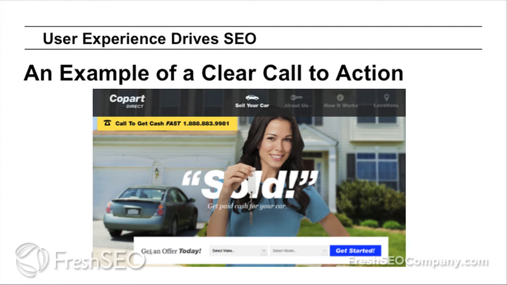And then get an offer today at the bottom one. So they have 2 calls to action here. One is picking up the phone, and one is going through a process to fill a form to get an offer for your car. So I think it's a great example of how to use contrasting colors, how to keep your call to action simple and clear, and really telling them what you want them to do.